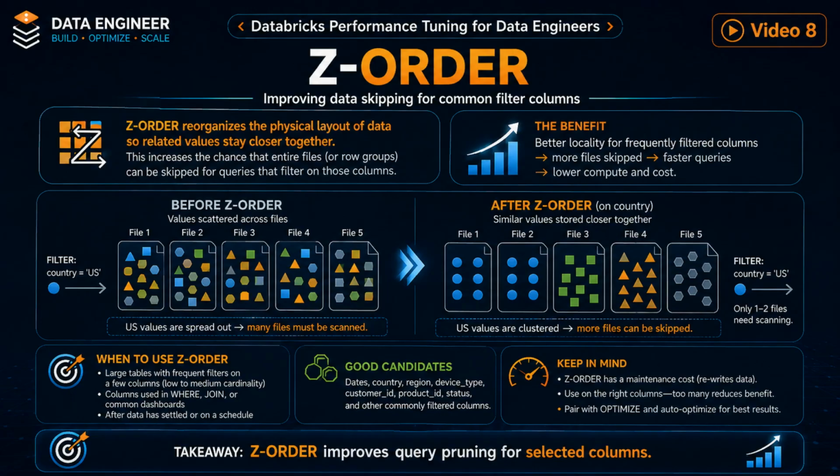Before Z-order, values may be scattered across many files, so a query must scan more data. After Z-order, similar values are clustered closer together, so Delta can skip more files. However, Z-order has a maintenance cost because it rewrites data. Use it on the right columns. Too many Z-order columns can reduce the benefit. The takeaway is simple. Z-order improves query pruning for selected columns.